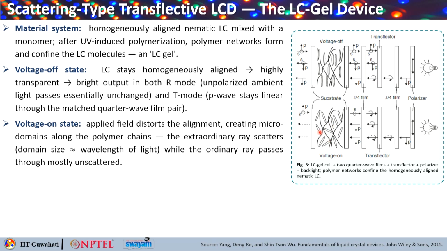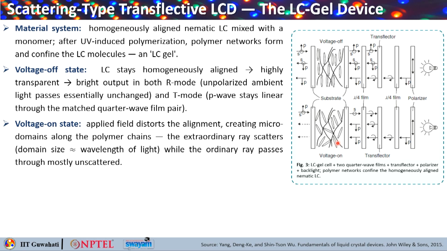And when these domain sizes are comparable to the wavelength of the visible light, they strongly scatter the extraordinary ray, while the ordinary ray can still pass through unaffected, producing a hazy, translucent and not completely black dark state. Okay. So this is what you basically see here.